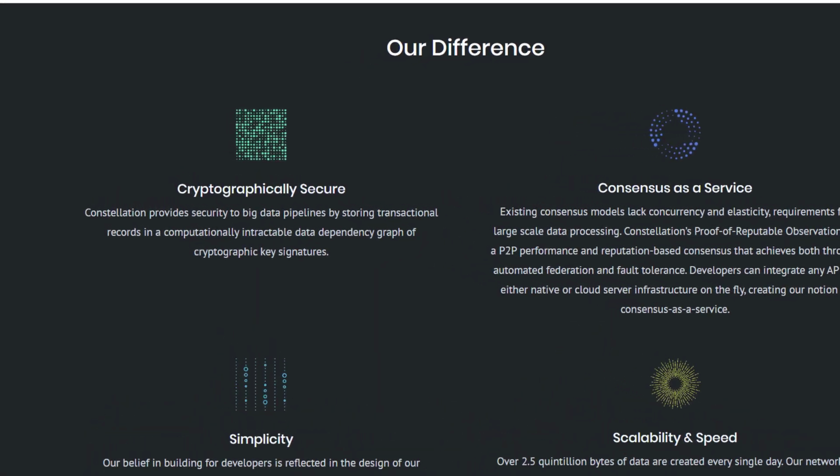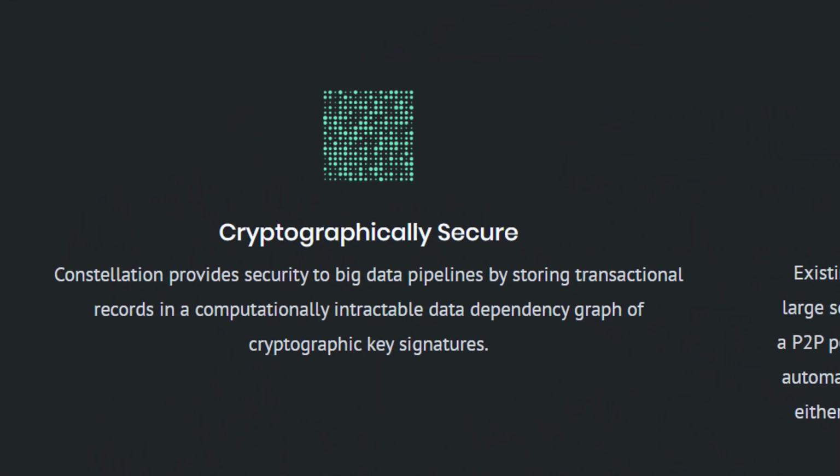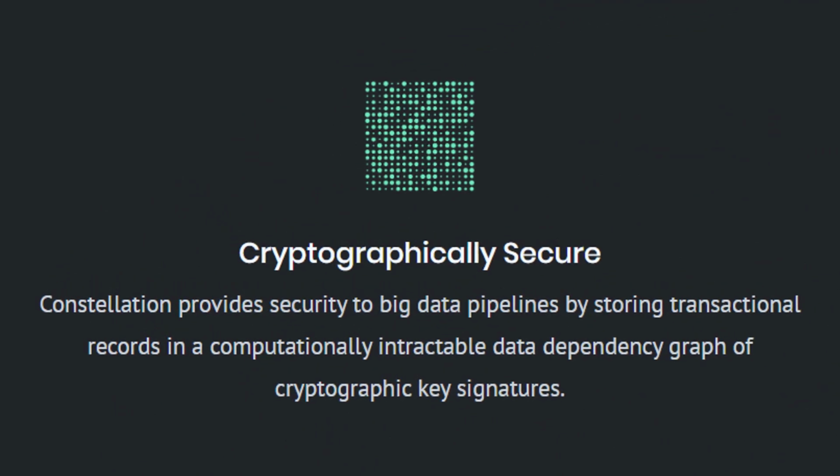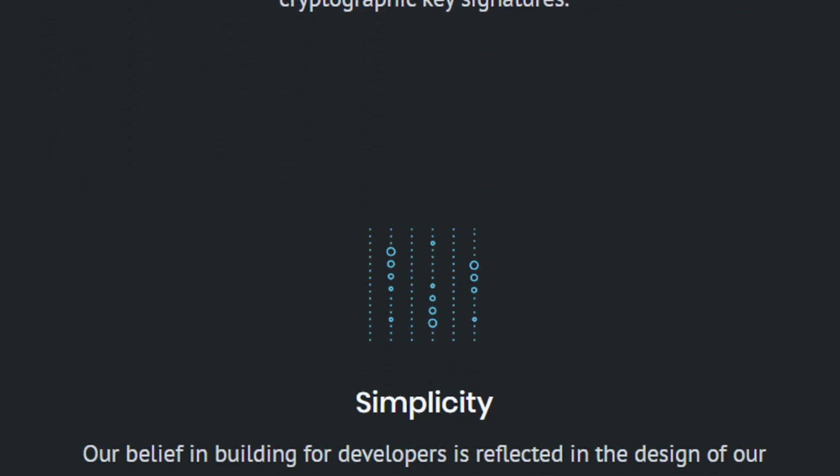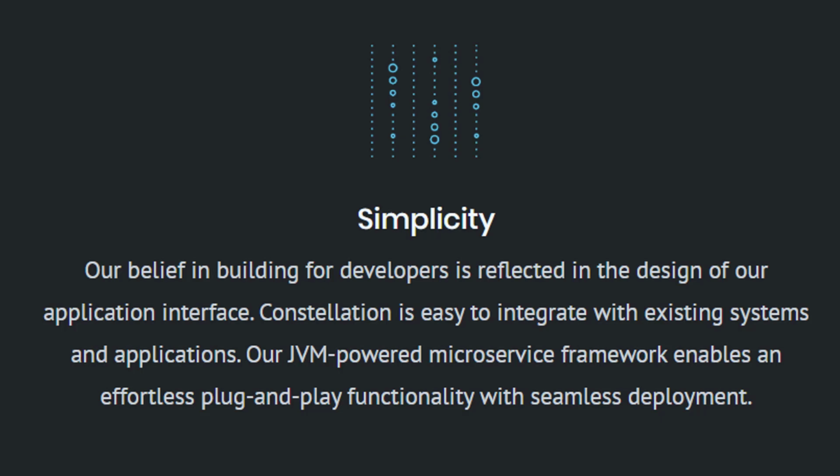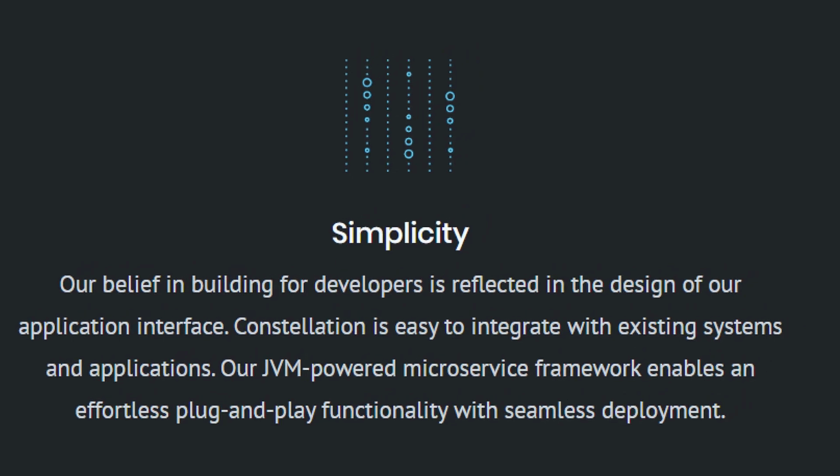Constellation states that their technology has four primary differences. It's cryptographically secure. Constellation provides security to the big data pipeline by storing transactional records. They claim that it's simple. Constellation is easy to integrate with existing systems and applications. Our JVM-powered microservice framework enables an effortless plug-and-play functionality with seamless deployment.